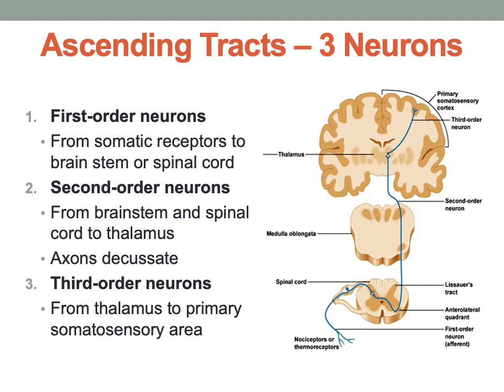The axons of second-order neurons will cross over either in the spinal cord or in the medulla, so they are said to decussate. Third-order neurons will carry information from the thalamus to the primary somatosensory area that receives all incoming sensory information.